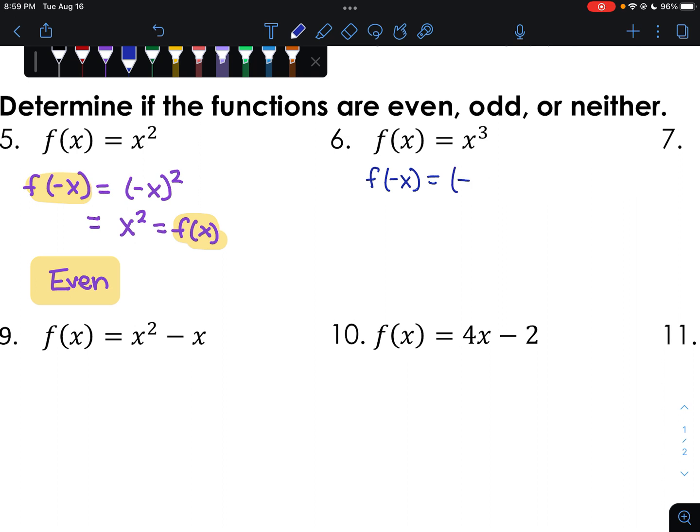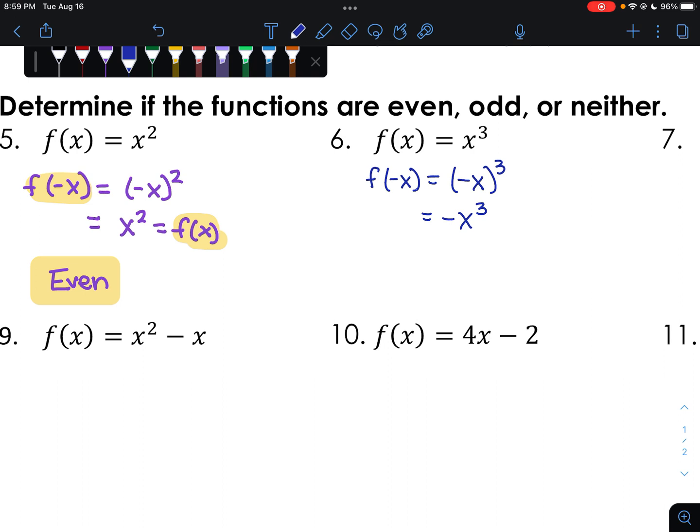So I plug in negative x, again making sure that I put it in parentheses with the exponent on the outside. So now I have a negative times a negative times a negative. Well, we know a negative times a negative is a positive, and then that positive times a third negative makes that an overall negative, and x times x times x is x to the third power. So this time, I did not get what I started with.